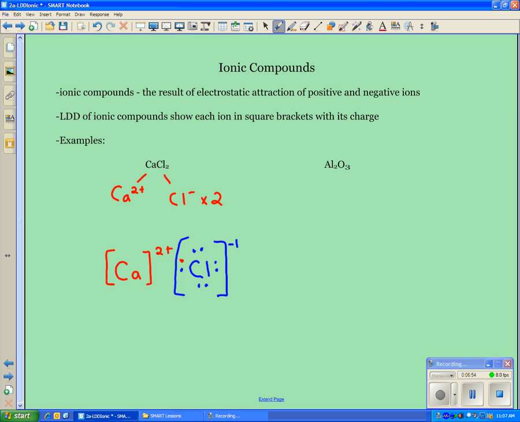Now, calcium gave away 2 electrons to become 2+, so we've got 2 chloride ions, each of those taking one of those electrons from the calcium.